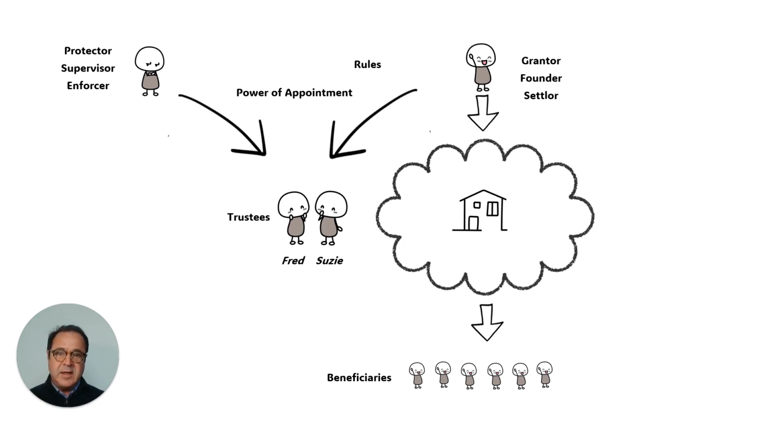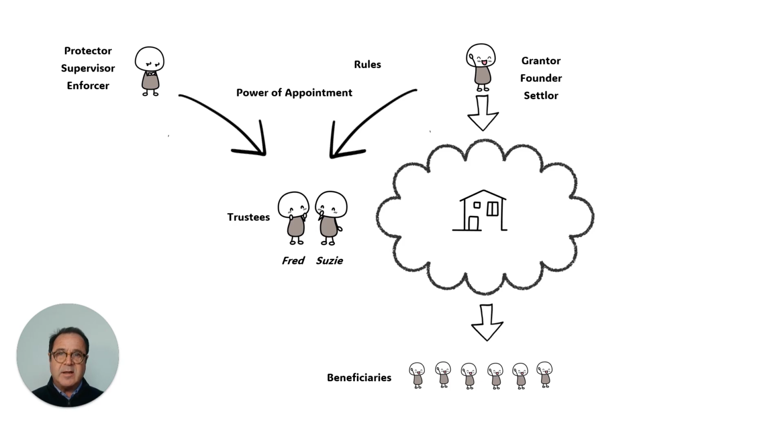And very quickly to recap, we have the grantor, founder or settlor, the person who creates the trust. We have the trustees who look after the assets in the trust. And we have the beneficiaries, who are the people who one day will benefit from the assets that are in the trust. And sometimes, not always, but quite often we have a protector or supervisor or enforcer whose job it is to make sure that everybody follows the rules that have been set originally by the founder.